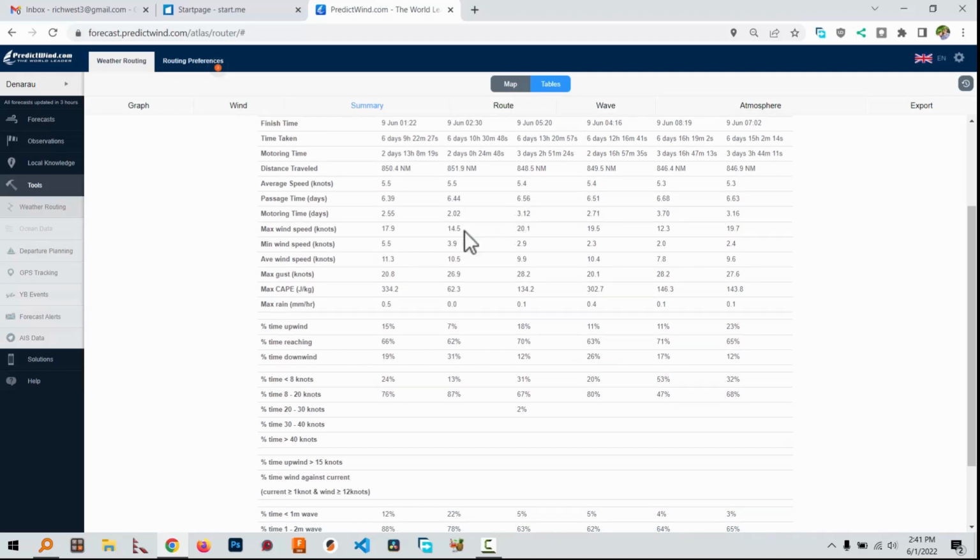Some people, the engine drives them crazy and they could never do that. We'd rather have a lighter wind passage where we have to motor for 2 days than get beat up for 2 or 3 days.